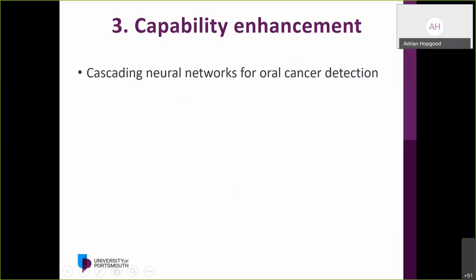The first one is what I've called capability enhancement, using one technique to enhance another. In this case, cascading neural networks for detecting oral cancer. So if anybody's squeamish, please look away now. Some images of oral ulcers are about to appear.